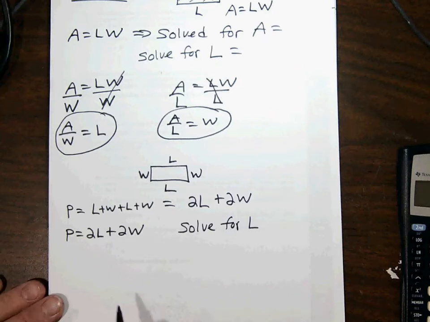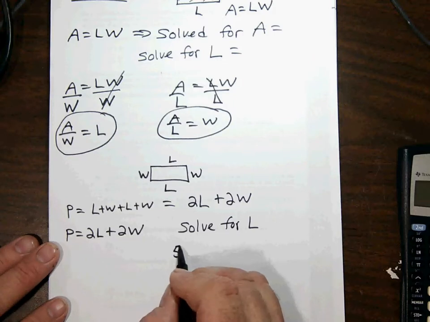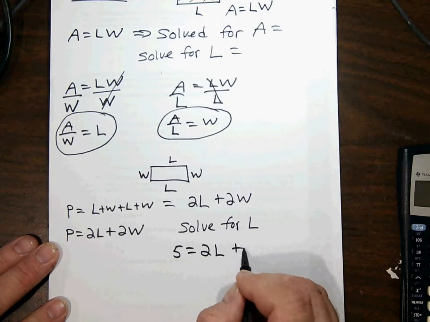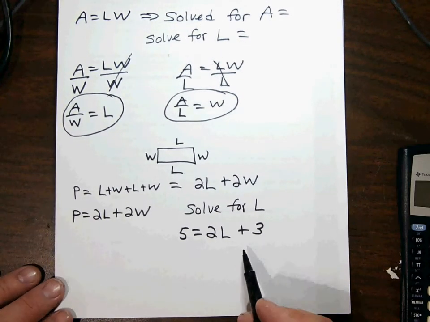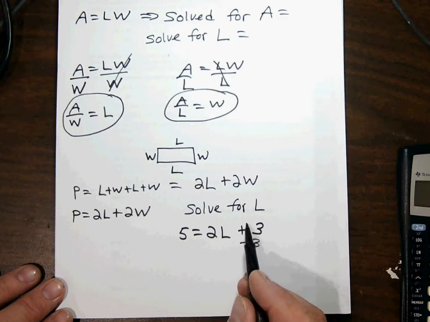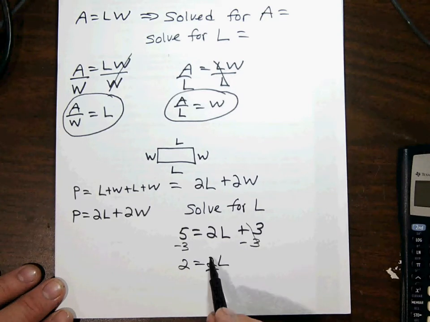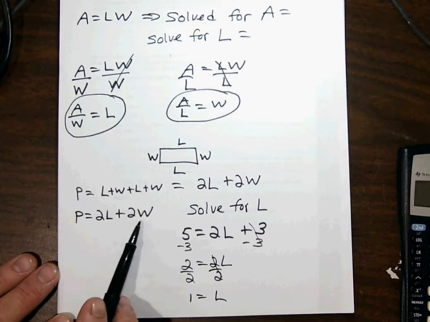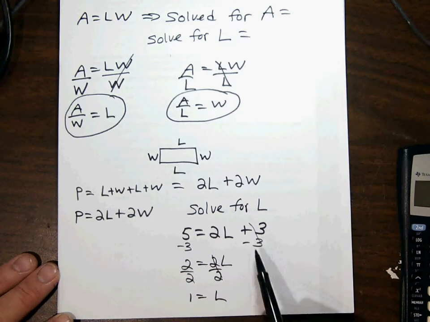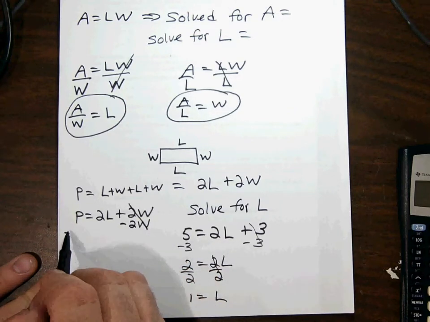So let's think about it. Let me write a parallel problem over here. If I said 5 equals 2L plus 3, and I asked you to solve this one for L, it would be easy, right? It's easier with the numbers. You'd say, well, first you subtract your 3, 2 equals 2L, and then you divide by 2, and you get L equals 1, right? That's what you would tell me. We're going to do the exact same thing here, except I don't know what W is, so it's not a nice pretty 3. It's an ugly 2W, and it has to stay an ugly 2W, because I don't know what W is.